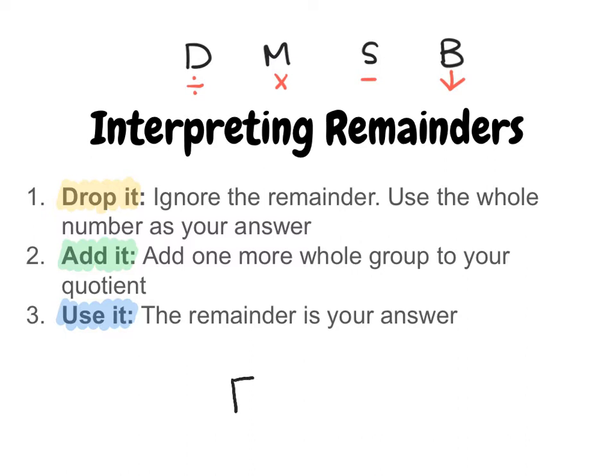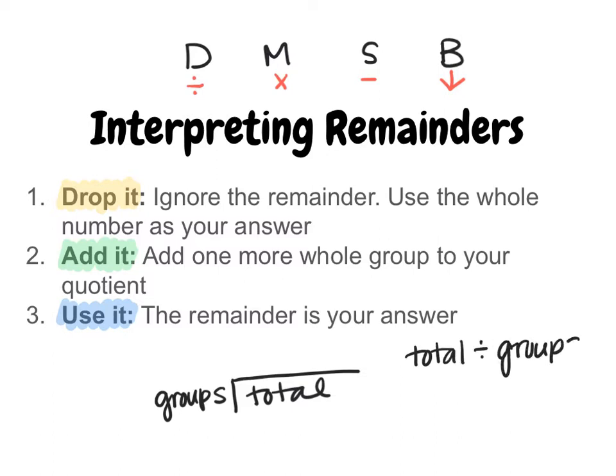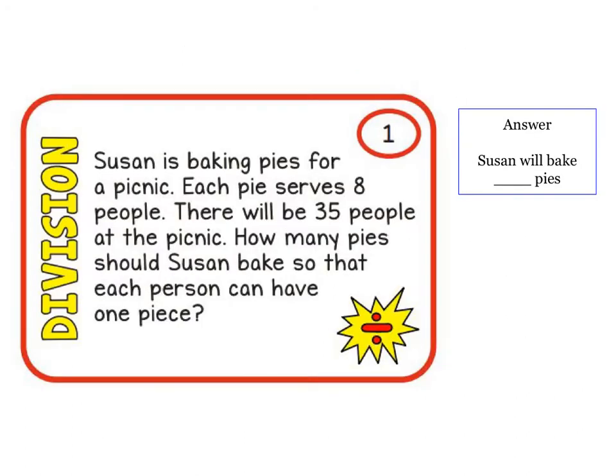Now, always remember that the total goes on the inside, or is the dividend, and the groups, the number of groups or the number of pieces in a group, go on the outside. We're going to do the total divided by the groups, or the part. So let's look at this first question.